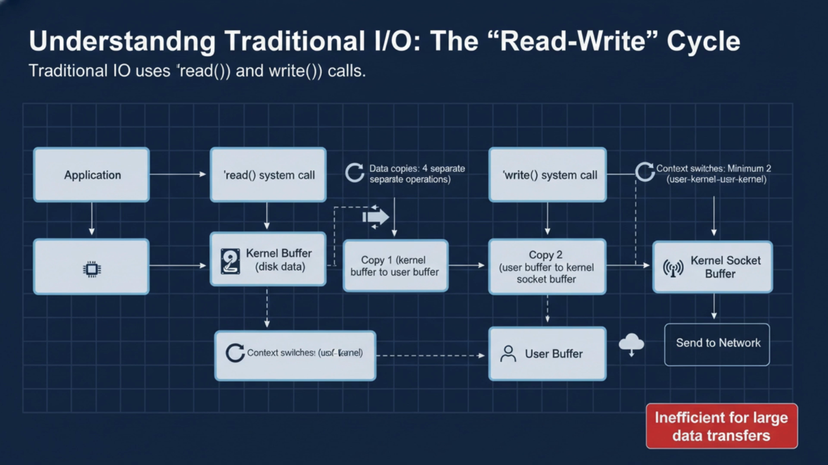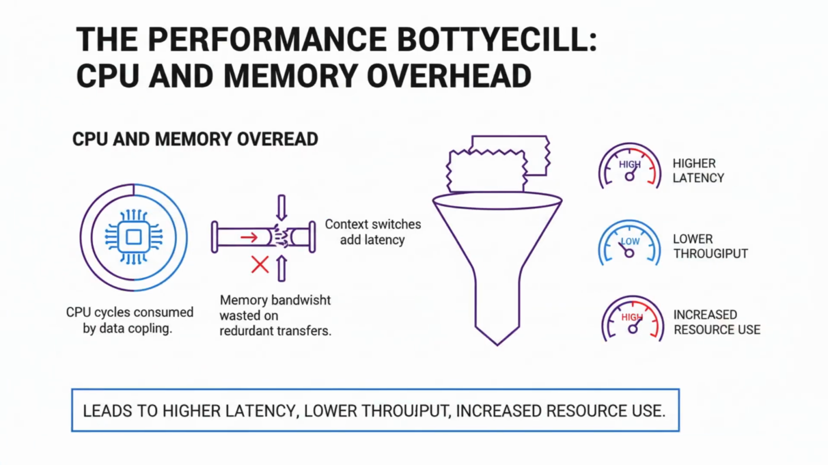Once the data is in the application's memory, the application calls write to send it over the network. The kernel then copies the data again from the application's user space buffer back into a kernel socket buffer. Finally, the kernel sends the data from the socket buffer to the network interface. This entire sequence involves 4 data copies and at least 2 context switches between user and kernel space, which is far from optimal.